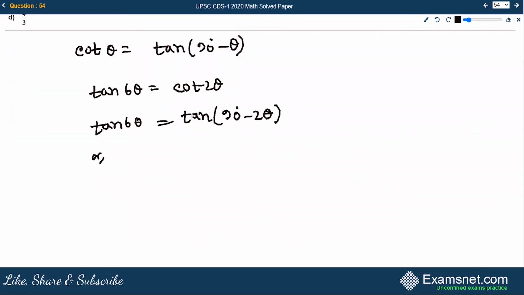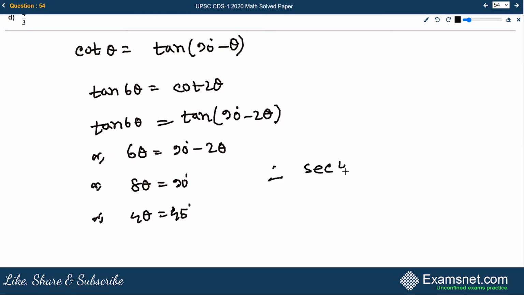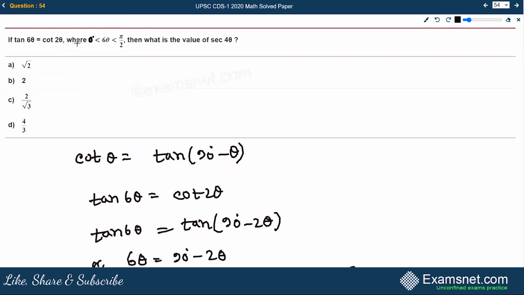Since both sides have tan, we can cancel it out. So we will have 6 theta equals 90 degrees minus 2 theta, so 8 theta equals 90 degrees. So 4 theta equals 45 degrees. Therefore, sec 4 theta, that is sec 45 degrees, would result in root 2. Here option A is the correct answer.